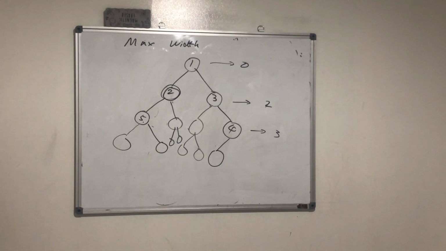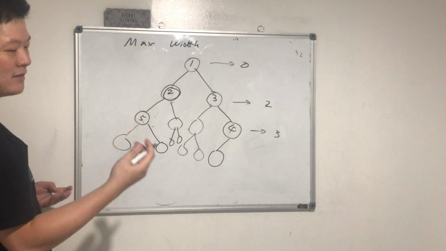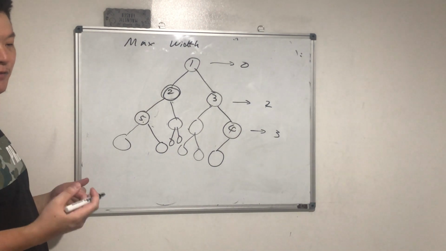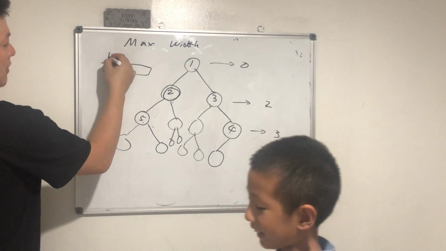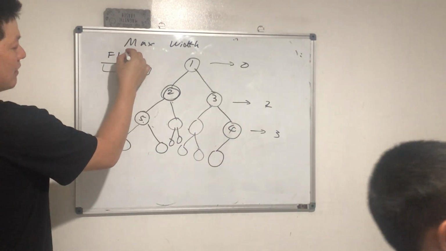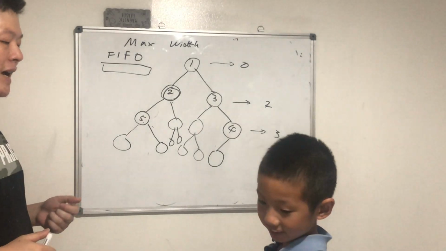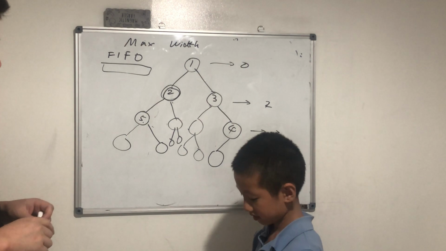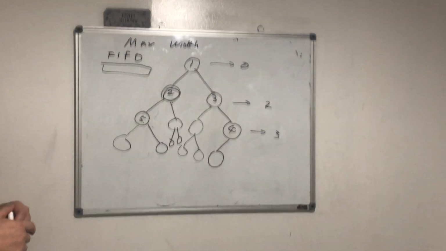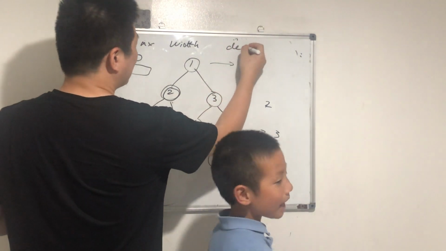And what kind of data structure are we going to use to implement the breadth search? A queue. What's a queue? First in, first out, FIFO. And in Python, what kind of class are we going to use to declare a queue? A deque, okay.